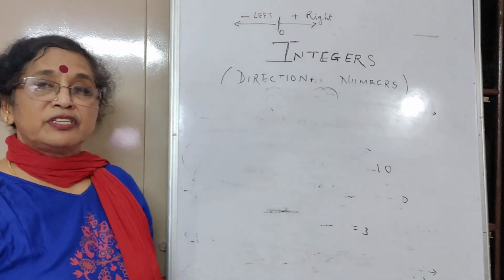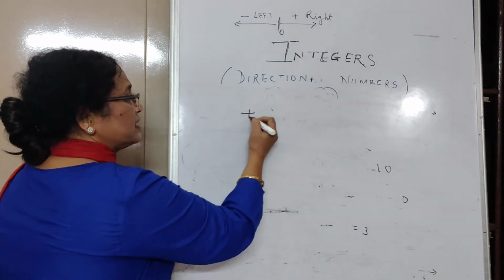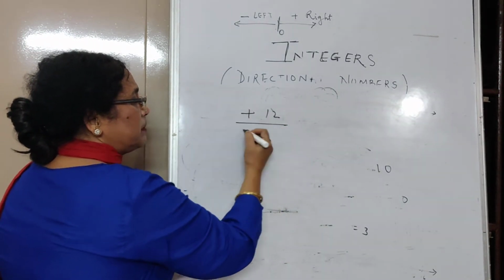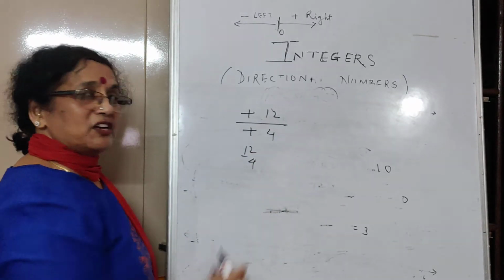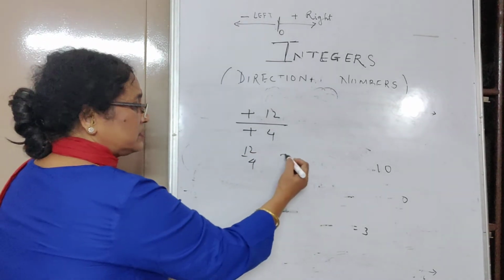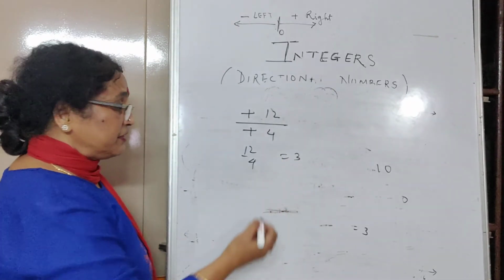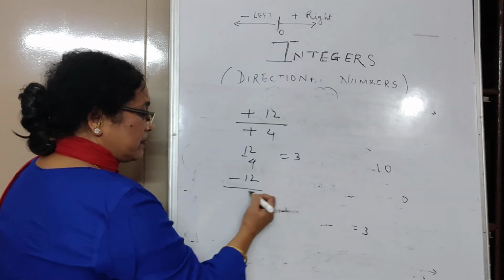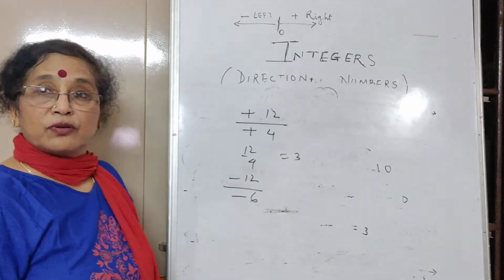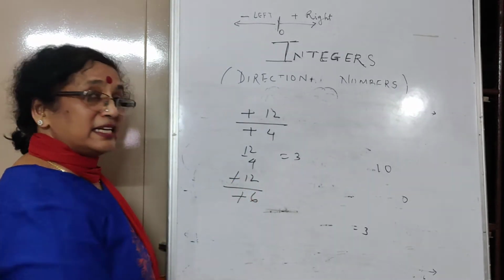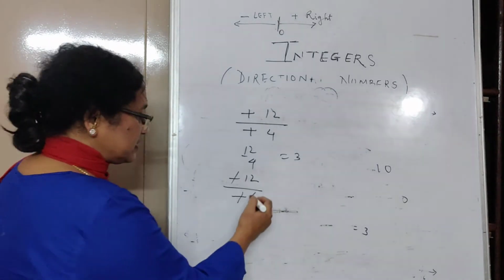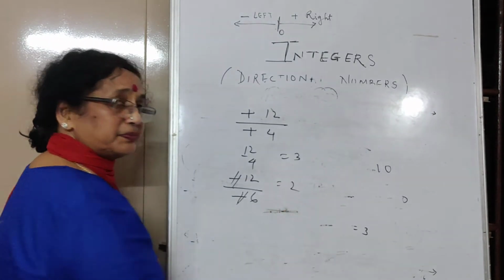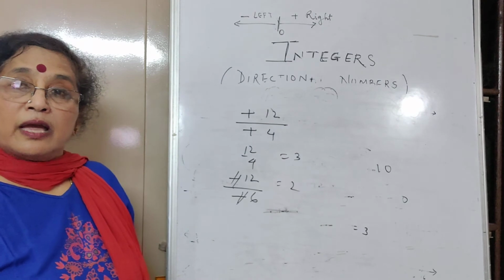The only thing in division is the same thing. If I have plus 12 divided by plus 4, I don't write plus. The teacher just gives you 12 by 4. That's understood, both are plus. So the answer is 3. And if it's minus 12 by minus 6, cancel out the minus. Minus divided by minus, same sign division, becomes plus. Or you can cancel out. The answer is 2. Division.